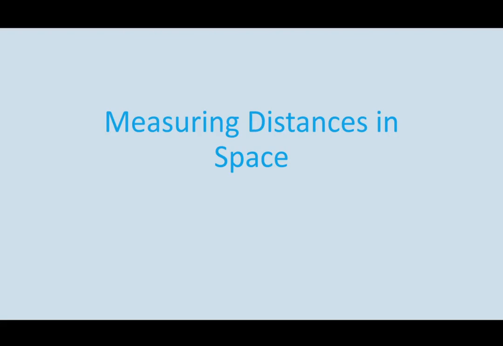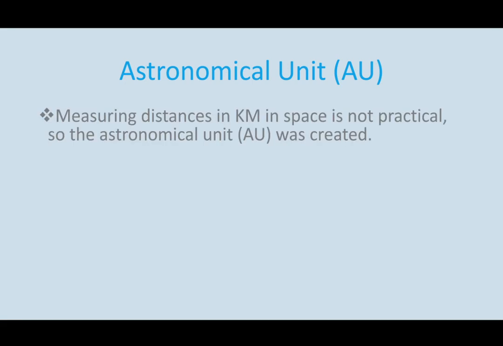In today's note, we're going to be looking at measuring distances in space, as well as looking at some of the planetary models. So we use the astronomical unit, or AU, as one of the measurements to measure distances in space. The reason we use this is that measuring distances in kilometers in space is not practical, because the distance between the objects is so large.